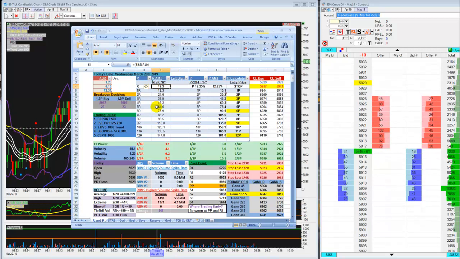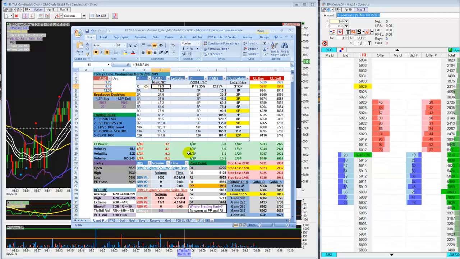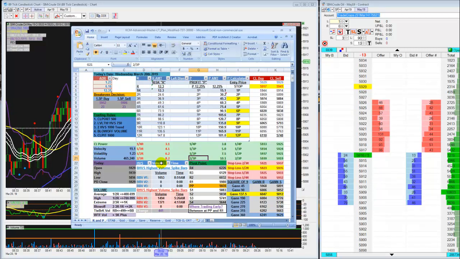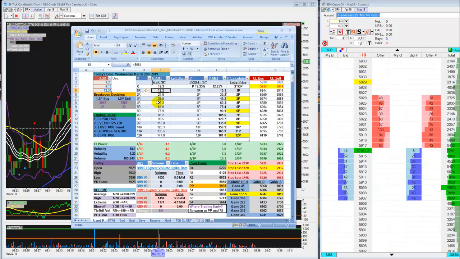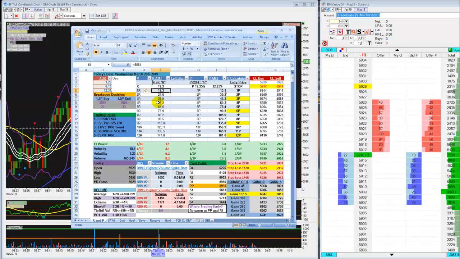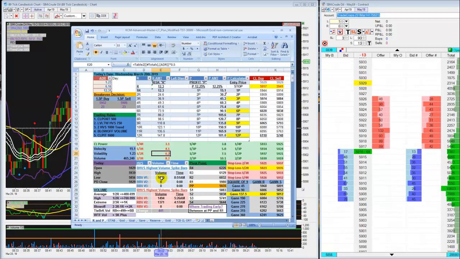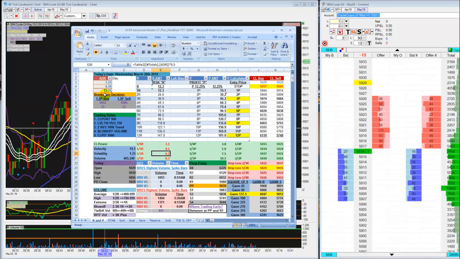So R is at 20, 25, 30, and then you'll see me say, all right, I'm using a 2/3 stop. We're using a full R stop because we're below 1R of 20. So that's why we're using R today. But once we get above 2.0 in the ADR, I'll start using the 2/3. And if it starts getting way out of whack, like if we're above 4.0, I'll use 1/2 R.